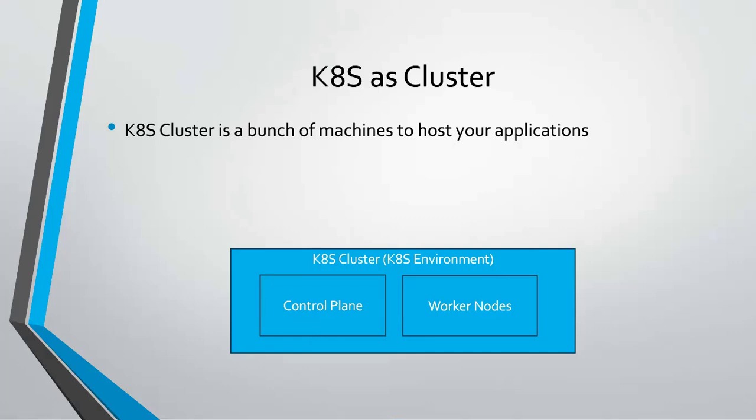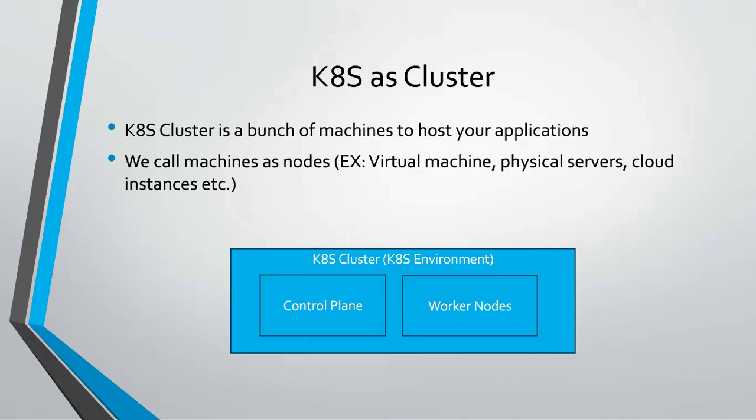So the K8s cluster will have a bunch of machines. Keep it in mind. The cluster has a bunch of machines to host your application. Without the machine, your application can't run. That is a very important point you need to remember. So once you install empty Kubernetes, you will be adding a bunch of machines to host your applications. If you want to run your application, a machine is required. That machine we call a node. We call machines nodes. That machine can be a virtual machine, physical server, cloud instance, or anything.